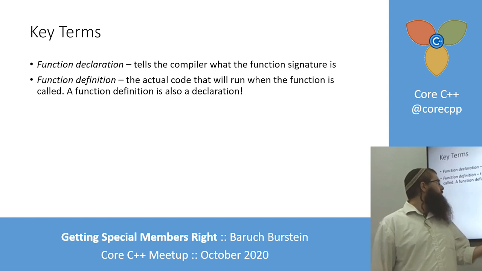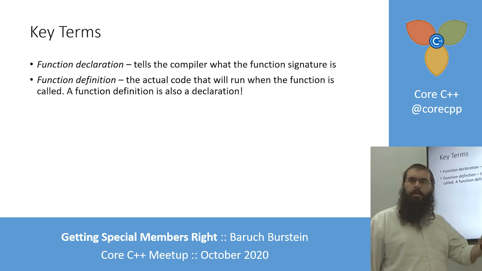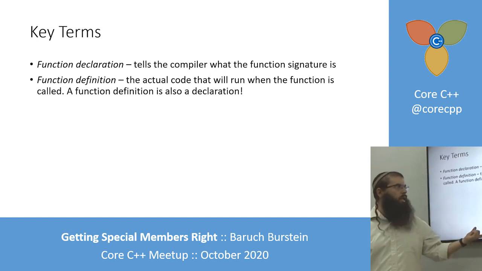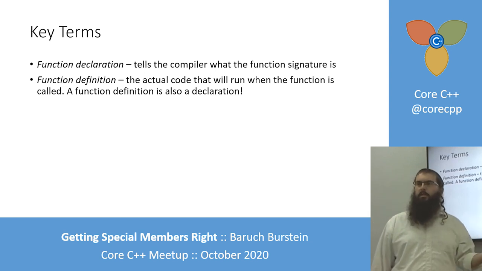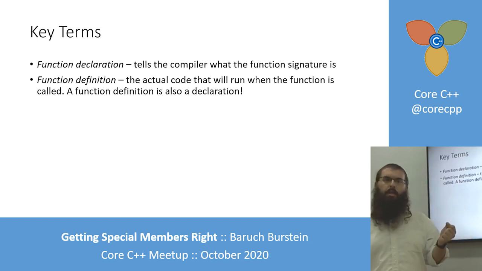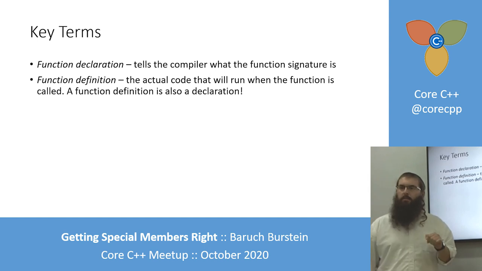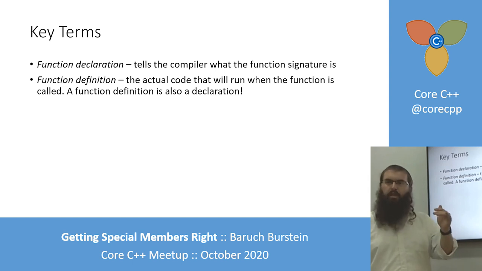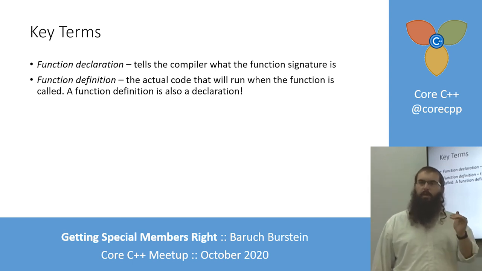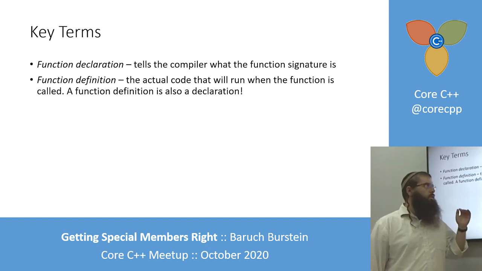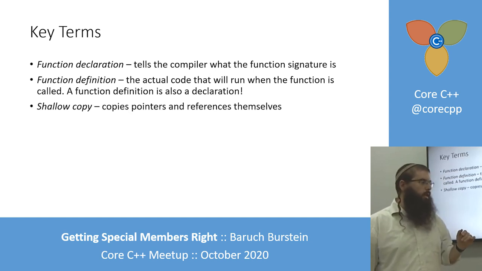Why is this important? Because we're going to get in a minute to deleted functions. Deleted functions have to be deleted in the first declaration, the first time a function is declared. Even though a function can be declared multiple times, it can only be deleted the first time it's declared. So it's important to know the difference.